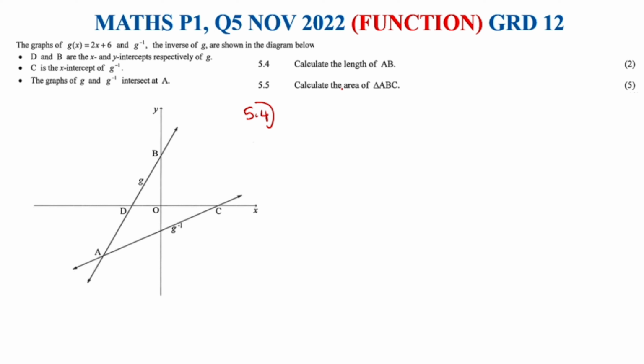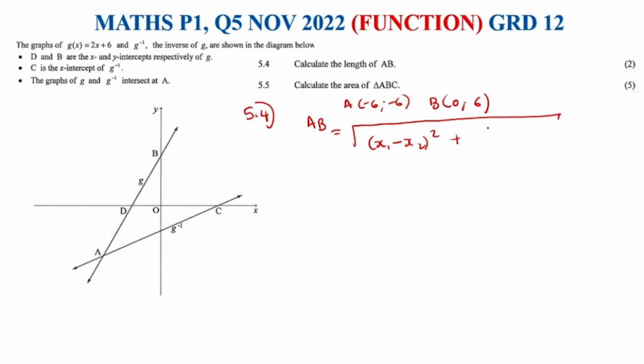And then 5.4, it says here we need to find the length of AB. Length of AB, all right, the coordinates of A, we know it's minus 6 and minus 6. The coordinates of B, if you can still remember, it was given to us previously, 0 and 6. All right, there you go. Therefore you come here, you go ahead and check the formula in your formula sheet. I'm just going to put it up here. It's x1, y1 minus y2 squared. Right, good stuff.